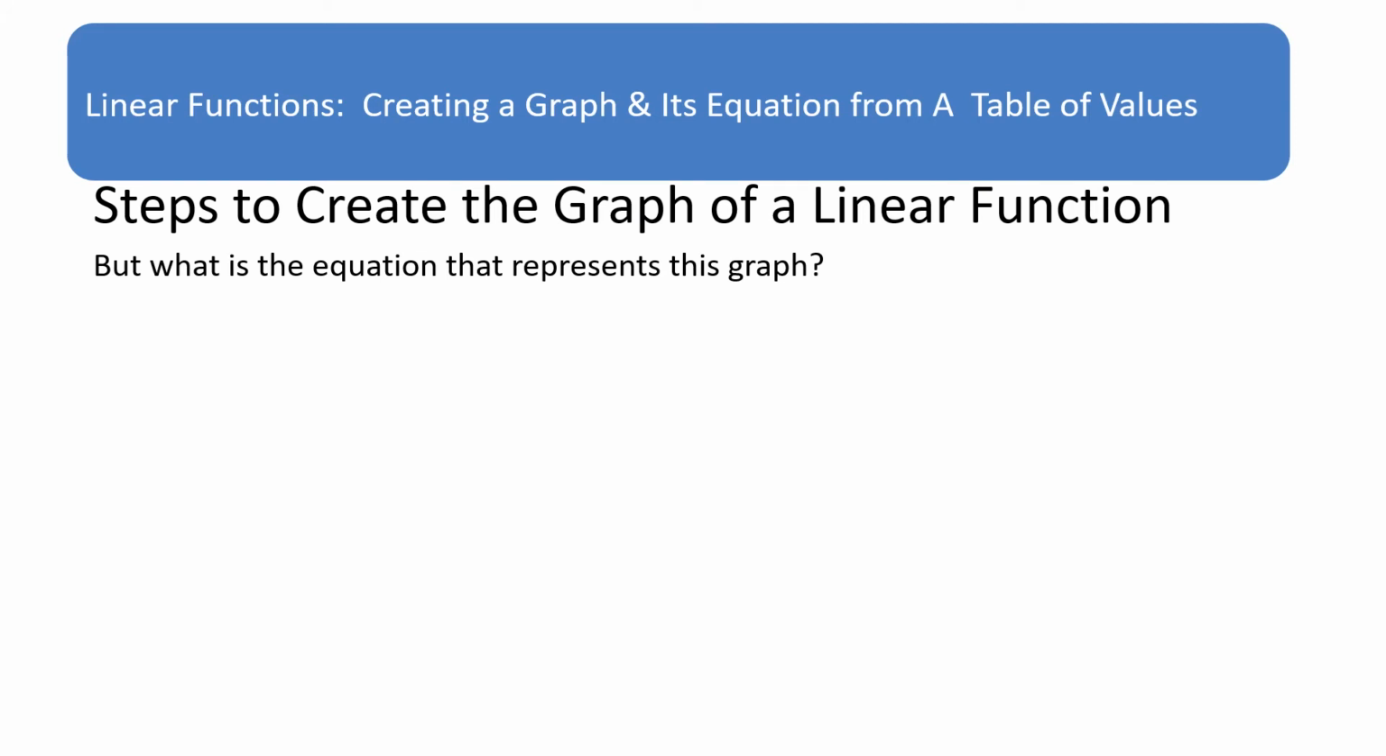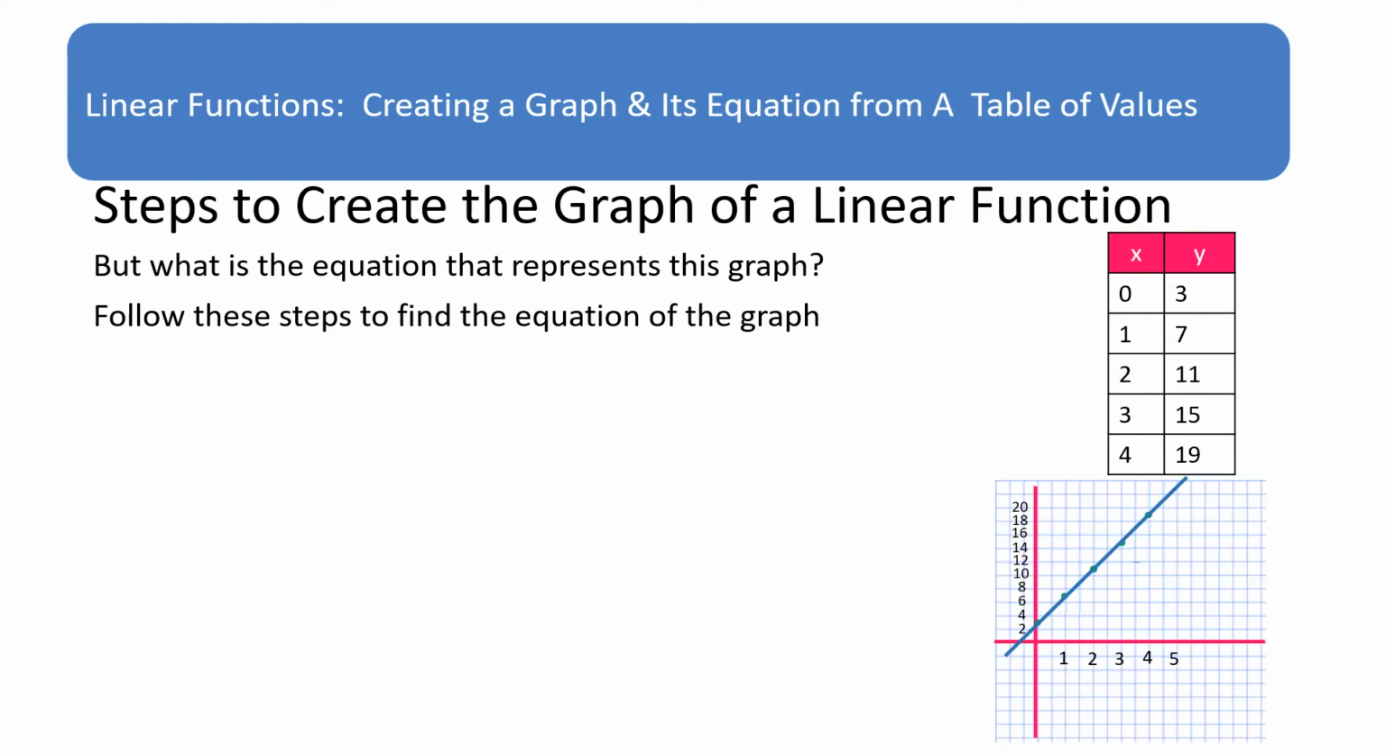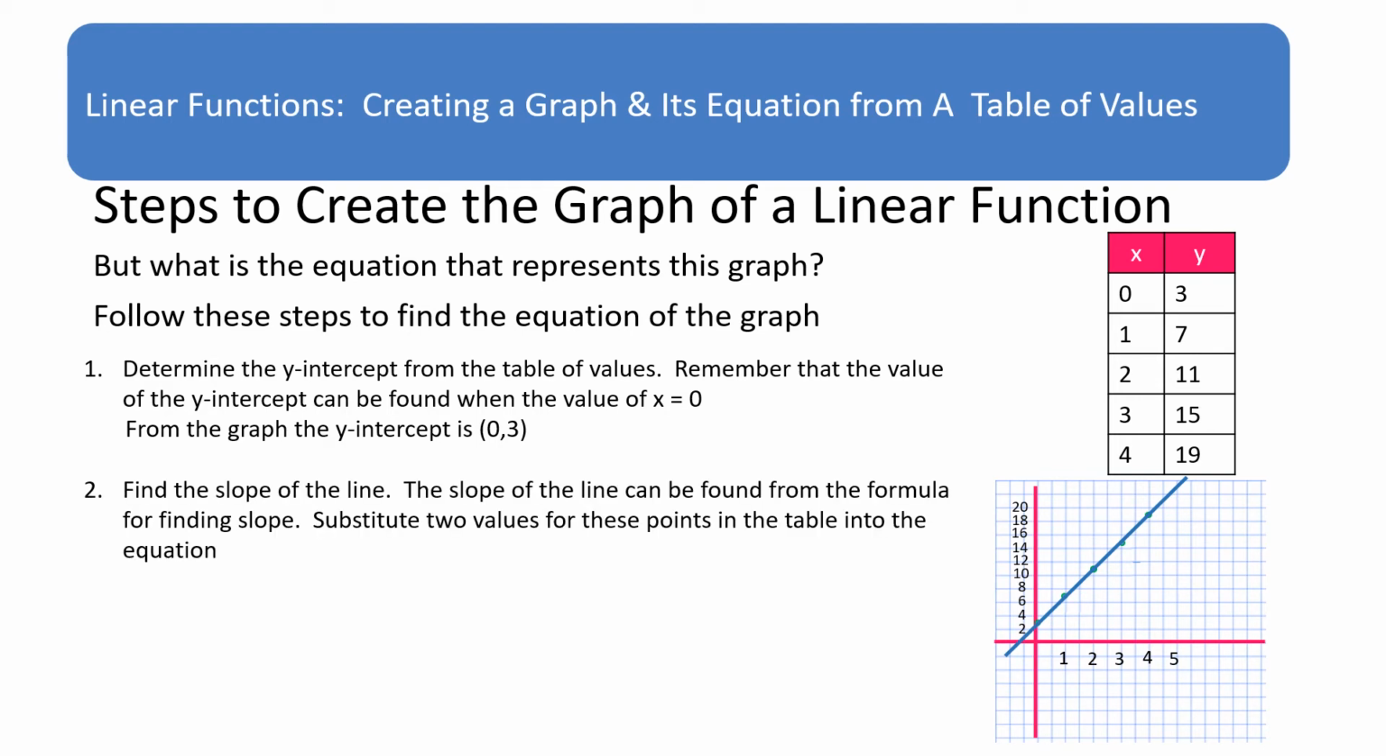But what is the equation that represents this graph? Here's our table of values. Follow these steps to find the equation of this graph. Number 1, determine the y-intercept. You can do this from either the graph or the table of values. Remember that the value of the y-intercept can be found when the value of x is equal to 0. From the graph, the y-intercept is (0, 3).